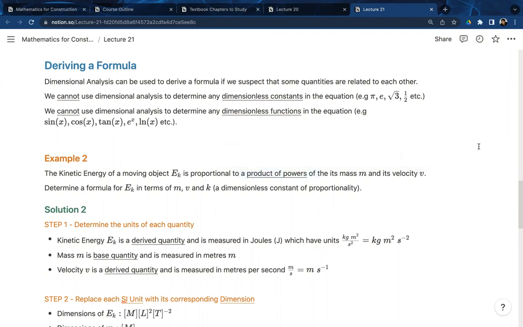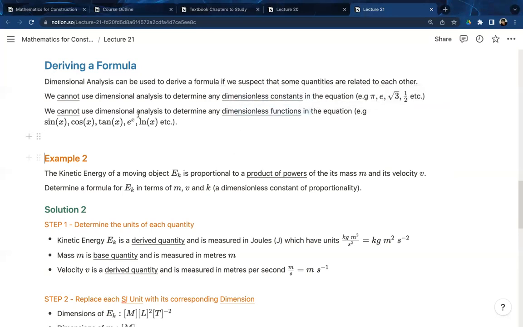Just a disclaimer, even though we could derive some formulas, it's kind of limited because you cannot use dimensional analysis to determine dimensionless constants. So if your formula has pi in it, or e, or √3, or a half, dimensional analysis can't really be used to find those things because they don't have dimensions. These are constants. They don't have any units, and hence they have no dimensions. Therefore, they're dimensionless. That's what this means, right? They have no dimensions.